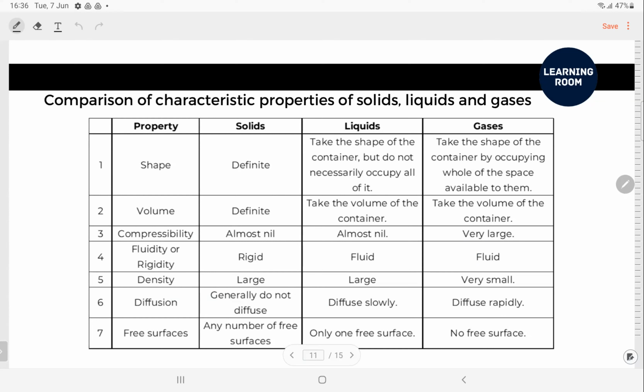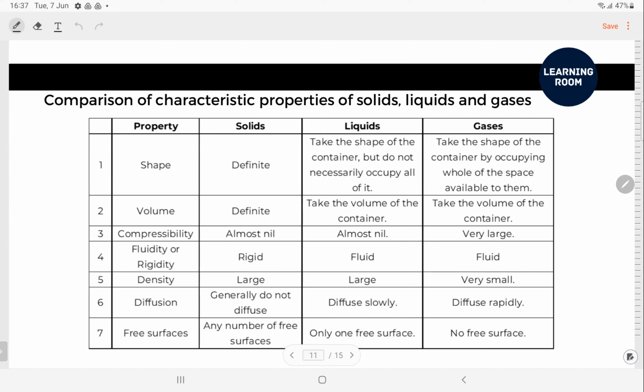Here you can see this gas, when compressed, will take the shape of the container, or you can't say there is any particular shape. And volume: solids have a definite volume. Liquids are moderate and take the volume of the container. And gas, if compressed, takes the container's volume; you can't say the volume. Third, compressibility: you can't compress a solid. Liquids are quite moderate. Gases are highly compressible. Fluidity: liquids and gases have higher fluidity.